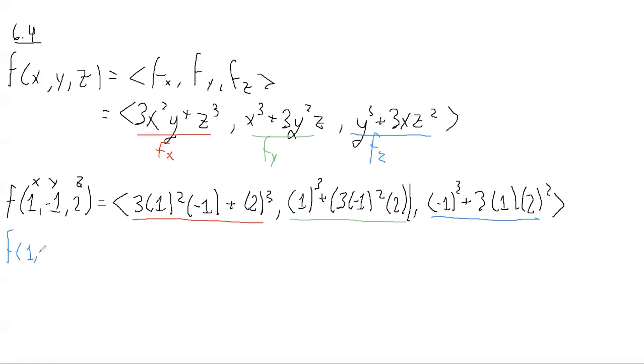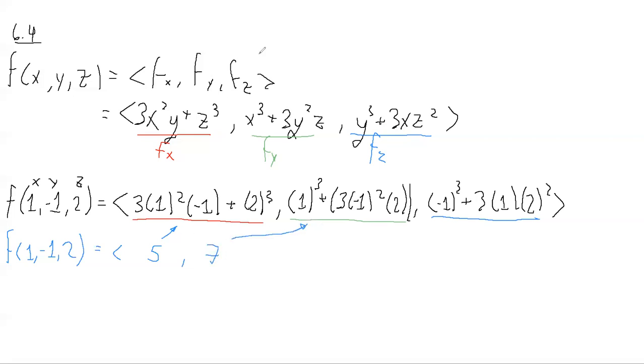So f of (1, -1, 2) will equal, when we plug in, 3 times 1 squared times -1 plus 2 to the third power. This will be 5. Okay, so your f of x is 5. Now let's solve for your f of y. So 1 cubed plus 3 times -1 squared times 2. This will be 7. Remember, I'm getting this by just plugging back in.